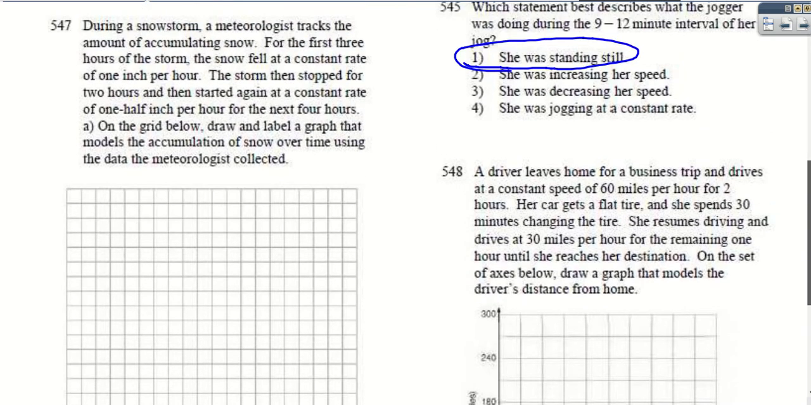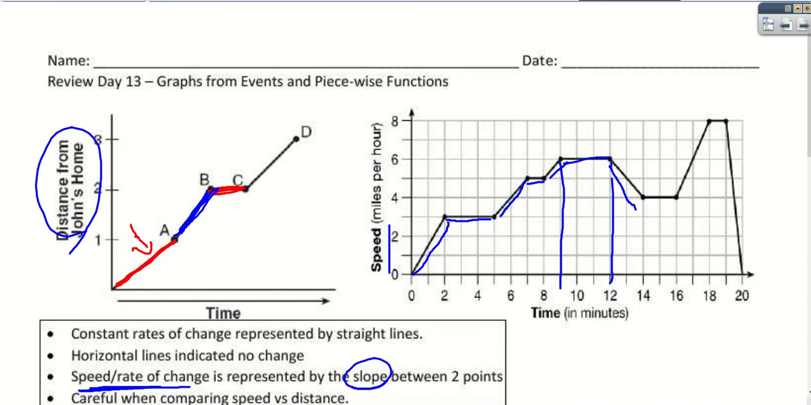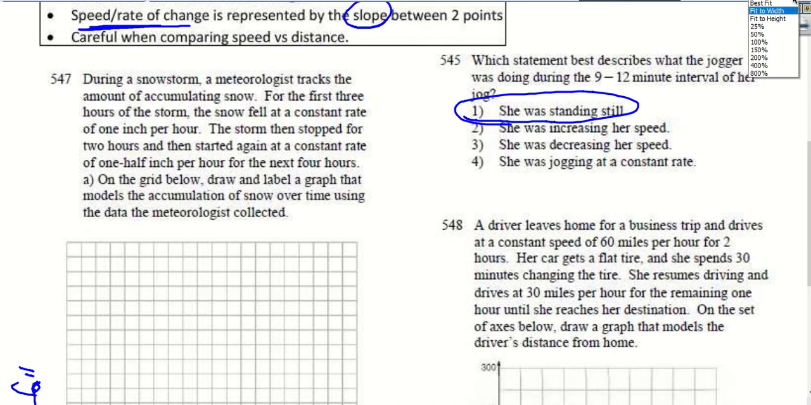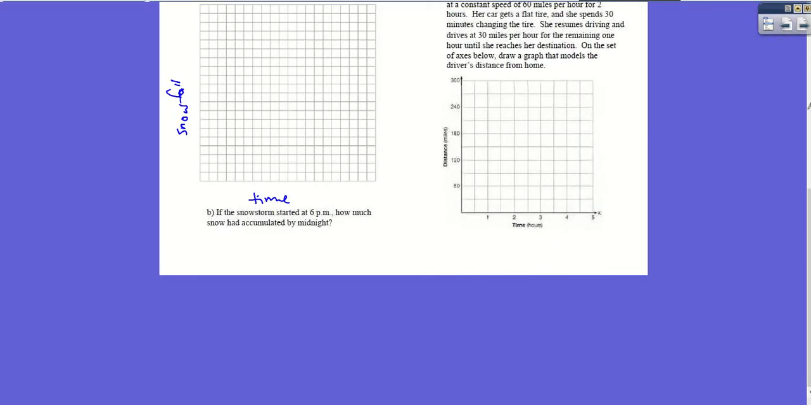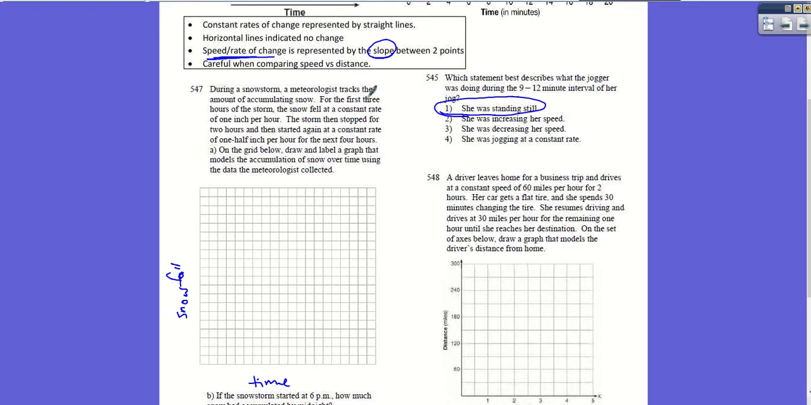So we would say we want our x-axis to indicate our time, so how much time has passed, and this would indicate the amount of snowfall. Usually we would say it's the accumulation, how much there is altogether. I'm going to make this a little bit smaller so I can fit the whole thing on here. Then we just need our time. For the first 3 hours, stop for 2 hours, so that's 5, and start again for 4 hours, that's 9. So essentially I need 9 spaces.